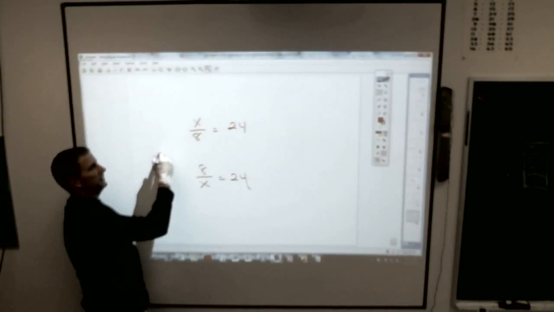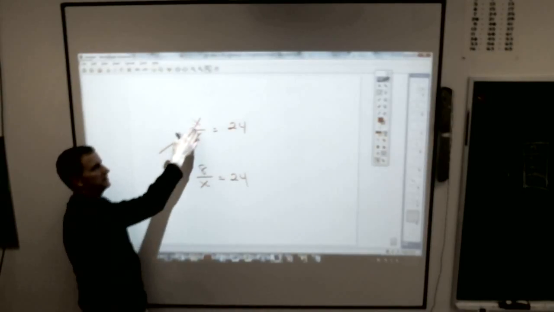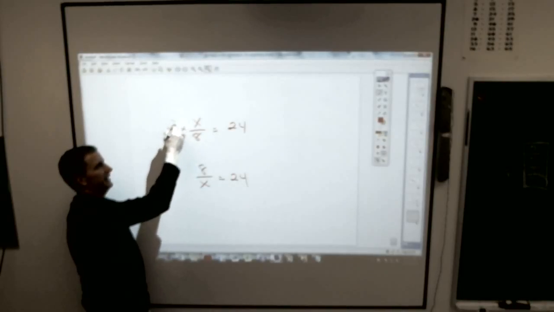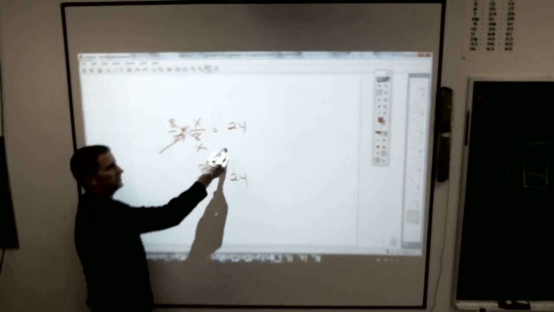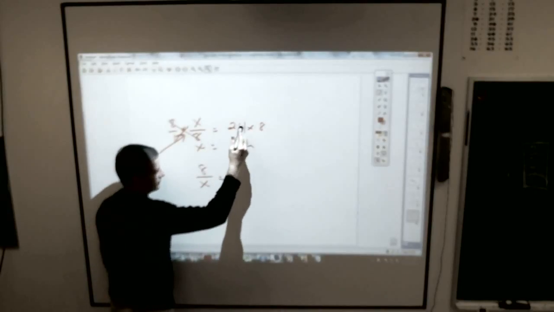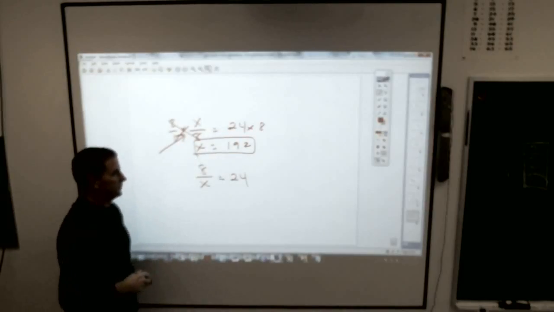Okay. This one is solved the way you would think about it. This is x divided by 8. How do you get rid of a divided by 8? You multiply by 8. Because 8 over 1 would make this cross cancel and you're left with just an x. So you multiply by 8 over here and you get, I don't know, 192. 192 divided by 8 is 24.